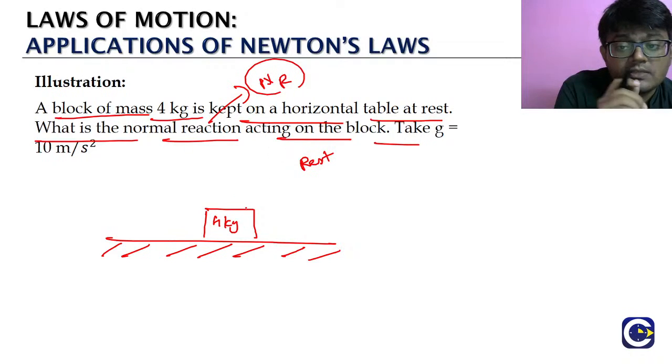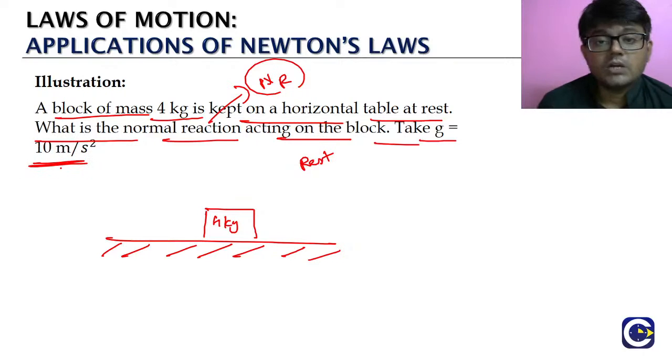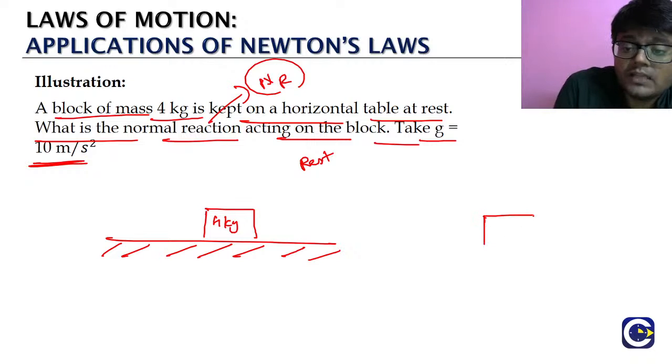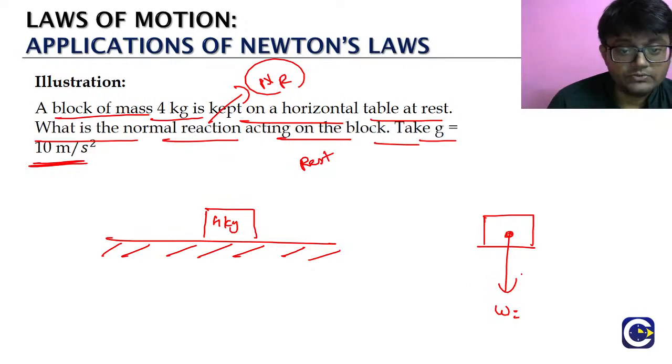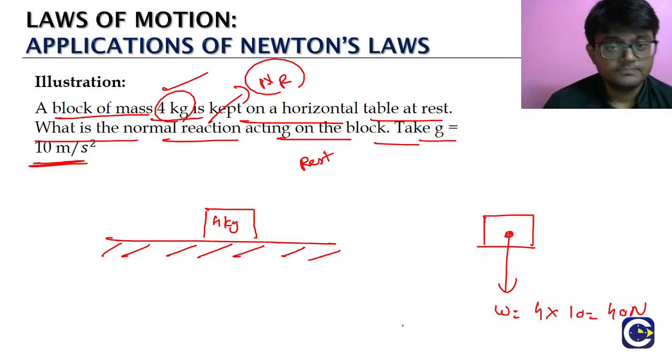And on the block, what is the normal reaction? Here also, we have to take the value of small g as 10 meter per second square. Okay? Look here. We will draw the free body diagram for the block. Any object will have its own weight, which is vertically downwards. So what is the mass of the block? 4 kg, right? So 4 into acceleration due to gravity equal to 10. So 40 newtons. What is this? 40 newtons.